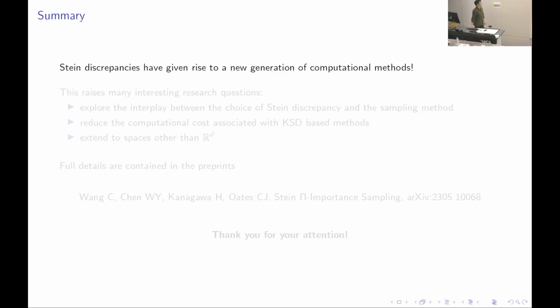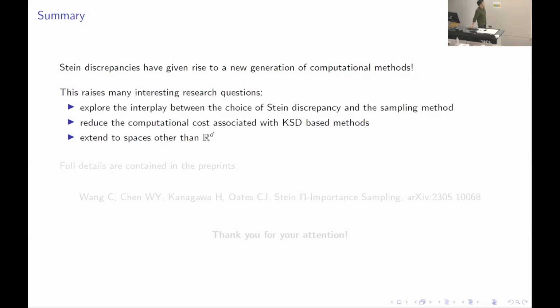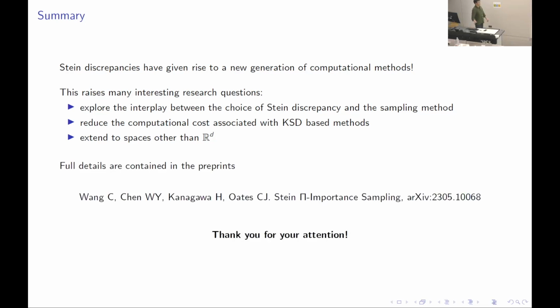Okay, just to summarize what we have done. What will be interesting to explore is the interplay between the choice of Stein discrepancy and the sampler. I'm interested in sampling and the different sampling methods. Also, KSD is quite expensive to compute, so I'd like to work on reducing the computational cost, or think about spaces other than R^d, like sampling on those. And that's our arXiv paper. Thank you very much.